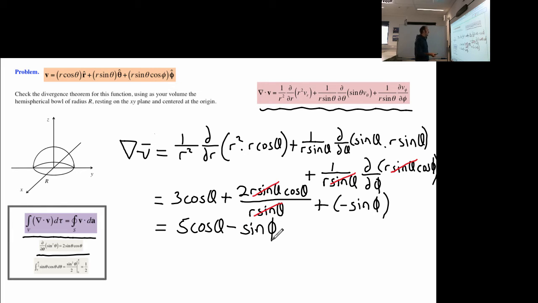Now the next step is we must integrate it over our volume. Our volume is d tau, and as we saw in the previous lesson, d tau for the spherical coordinate system is equal to r squared sine theta dr d theta d phi.